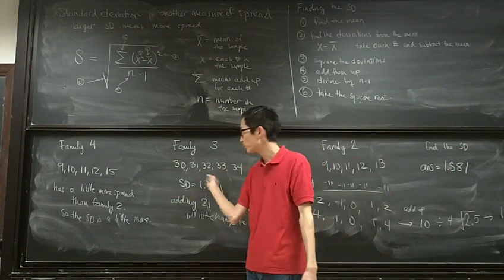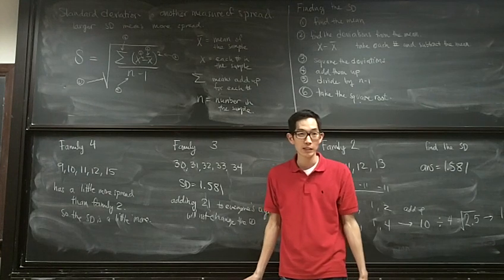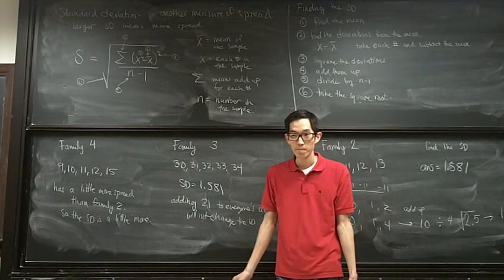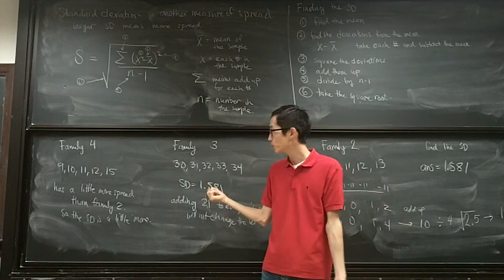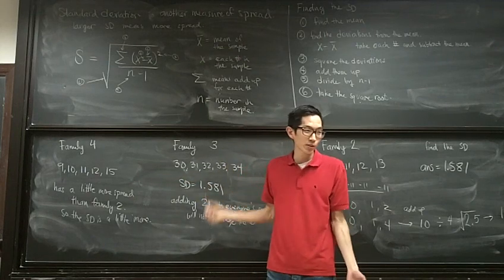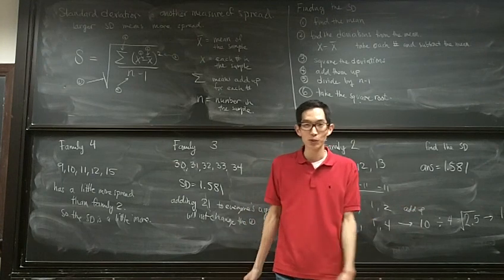What about this, family 4 versus family 3? Yeah, same thing, right? Okay, family 4 has a little bit more standard deviation than family 3 because we said family 3 is the same as family 2, just 21 years later.